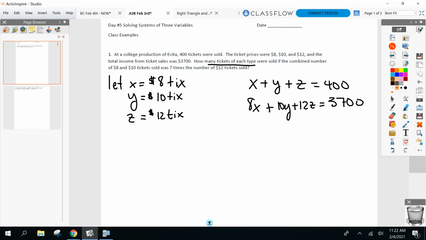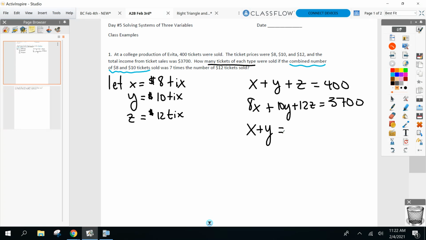All right, the last equation. This is going to be the tough one. The combined number of $8 and $10 tickets sold. So everyone look at the variables right now. The combined number of $8 and $10 tickets. So that's X and Y. Combined X plus Y equals 7 times the number of $12 tickets sold.